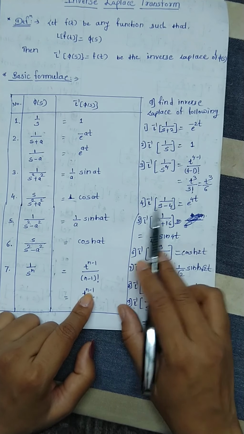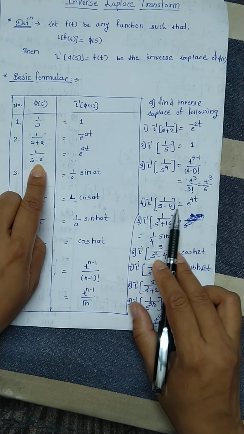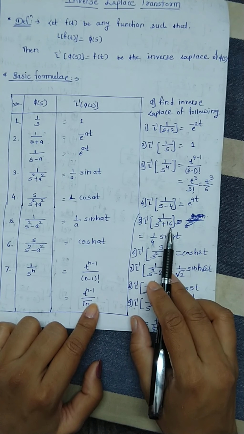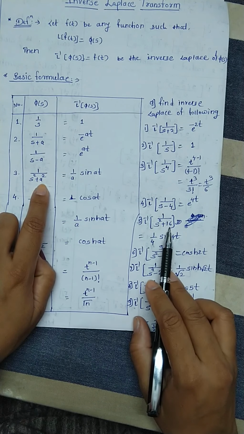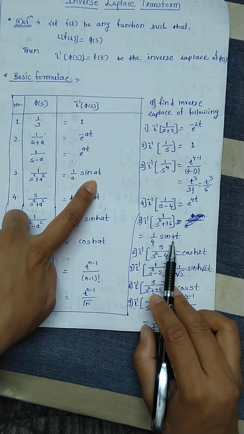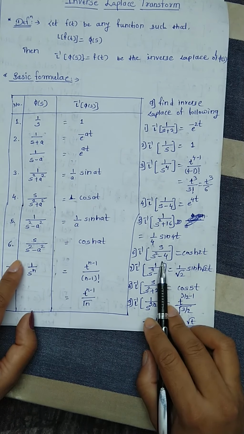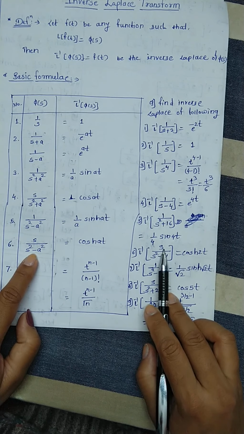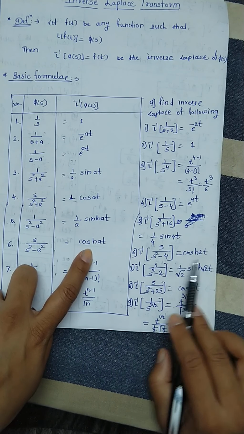Now L inverse of 1 upon s minus 4 is this formula. The a value is 4, e raised to plus 4t. Now L inverse of 1 upon s square plus 4 here. a square means 4, that means a means 2. The answer is 1 by 2 sine 2t, same number angle. Now s upon s square minus 4 is of course hyperbolic, and in the numerator s is there, that's why it is cos hyperbolic. The a value is 2, so cosh 2t.